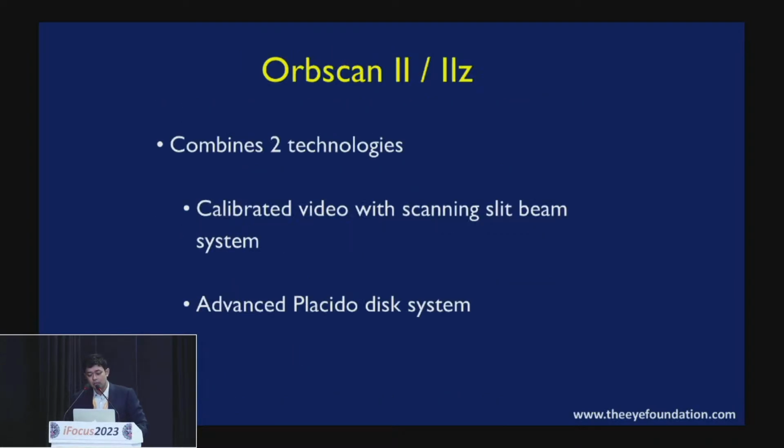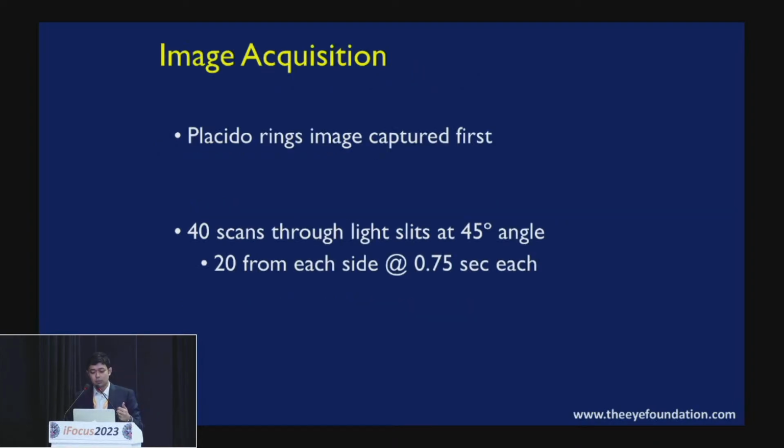So without further ado, I'll take you all through a couple of these devices and go into a little more detail about the maps. So the OBSCAN 2 essentially has a slit scanning beam, and it also has a slightly more advanced Placido disc system, which was the original topographer. So it captures a Placido image, and then it has a slit scanning going from one direction to the other and then in the reverse direction.